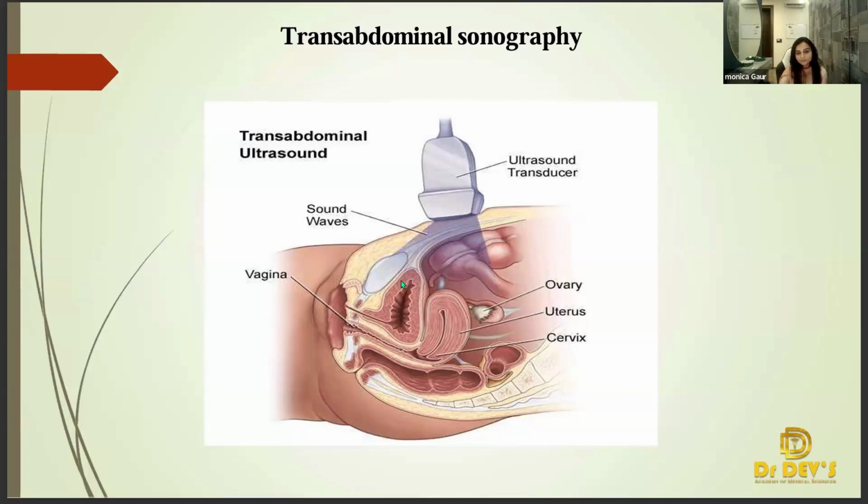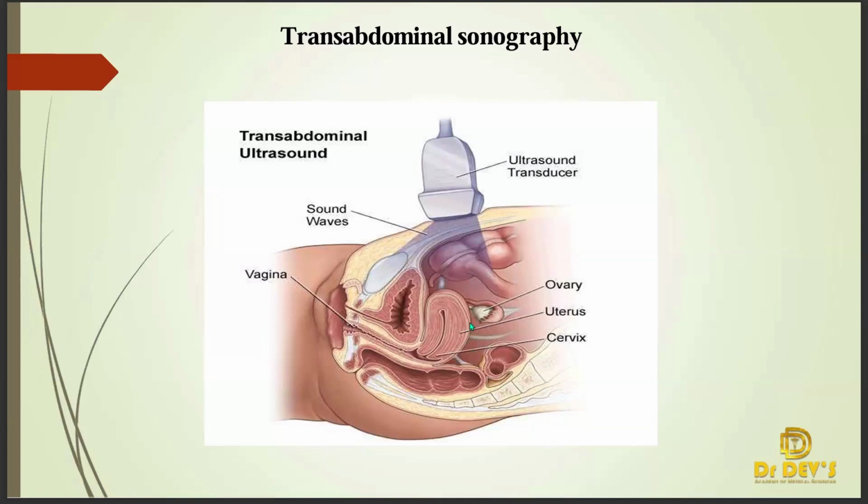Sound waves, that's the way they penetrate inside the abdomen. Then we have the vagina over here, and above the vagina we have the cervix, and then we have the whole body of the uterus. Ovaries are on each side of the uterus. So now when we say that we have to go for transabdominal sonography of the uterus, then we need to have the urinary bladder fully filled with urine, because if it is half filled or unfilled, we won't be able to see the uterus.